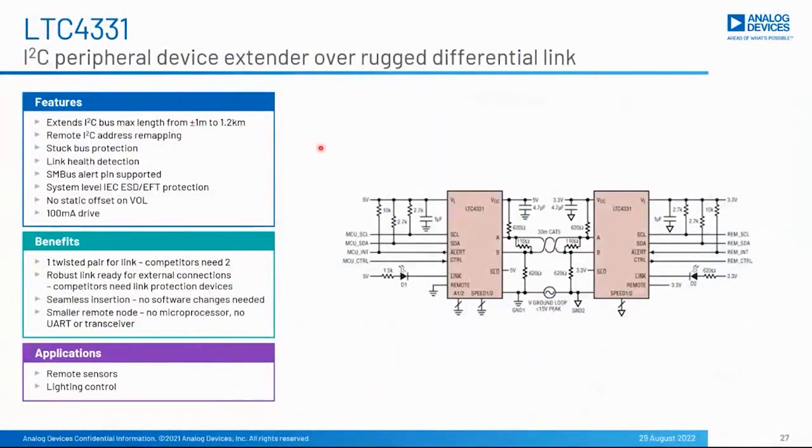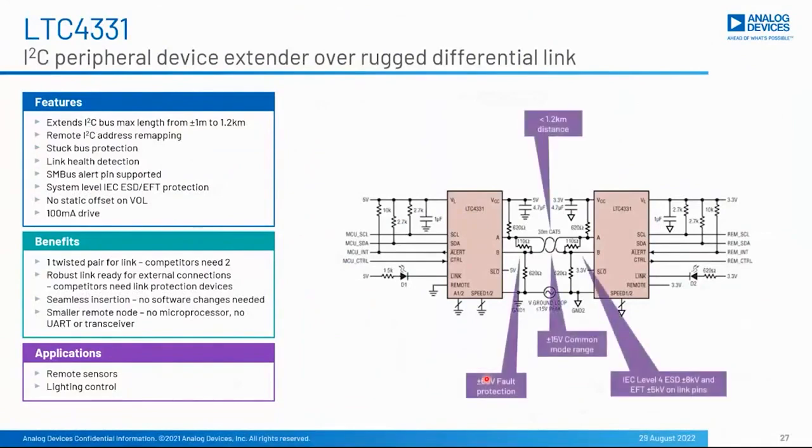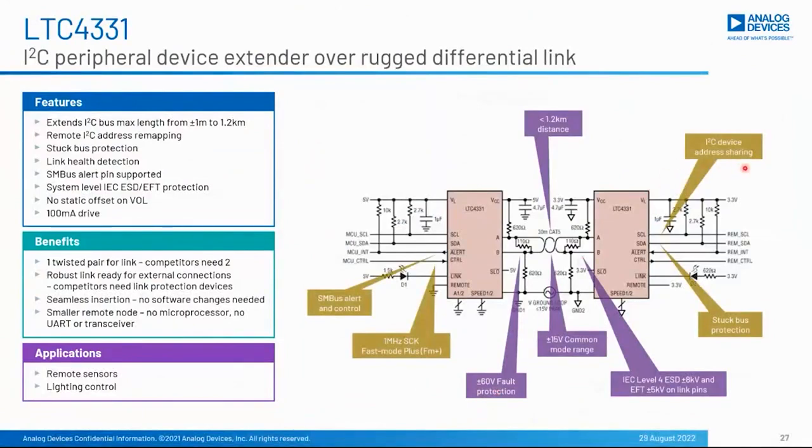The LTC4331 is an I2C peripheral device, which is an extender over a rugged differential link. This device offers up to 1.2 kilometers of distance for communication and has 60-volt fault protection. It has I2C address sharing for the slave nodes, and it also has SMBus alert and control. So basically, this device can provide an interrupt to the MCU host from the sensor nodes.